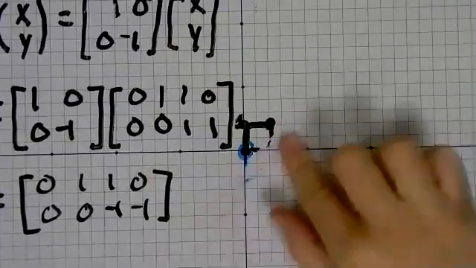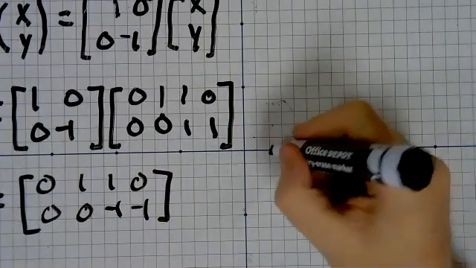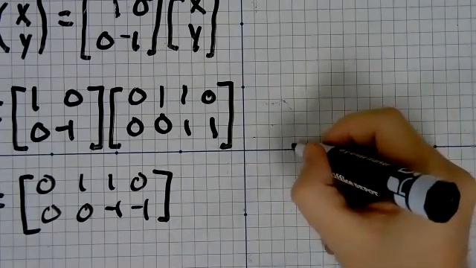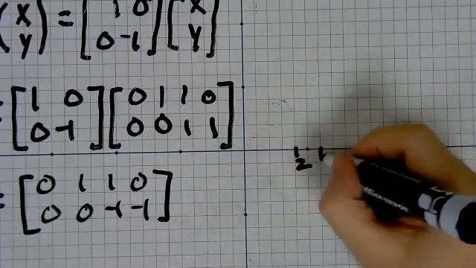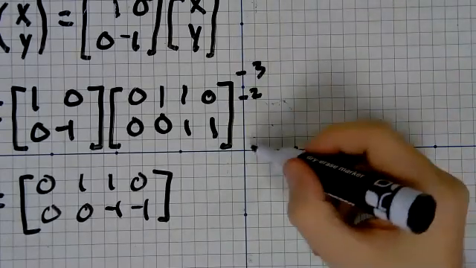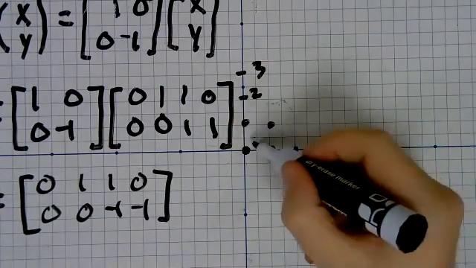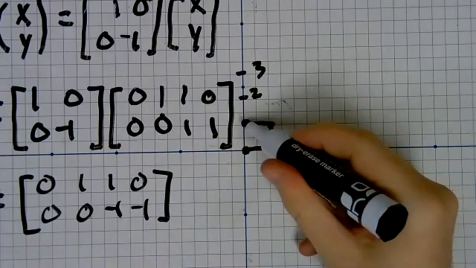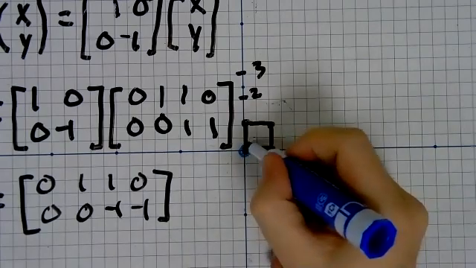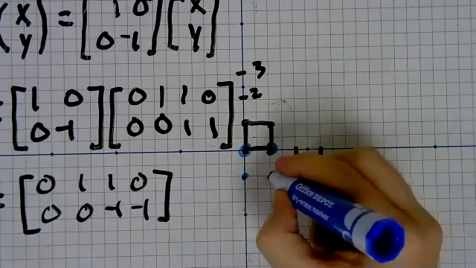You know what? Let me redraw these. These are just ugly as sin. Okay. Let's do it. Then the transformed version has a point here, here, here, and here.